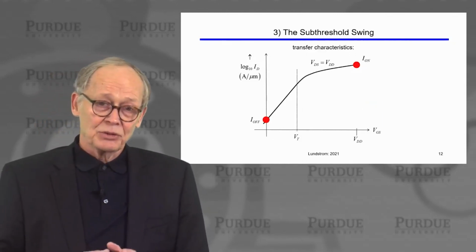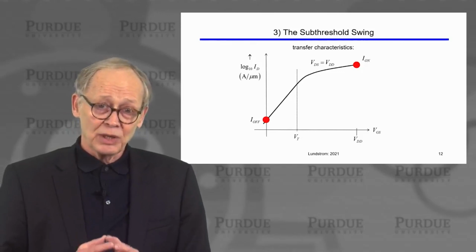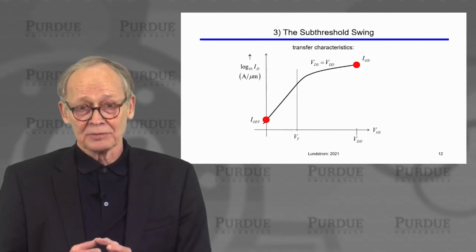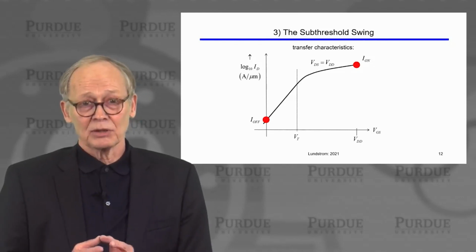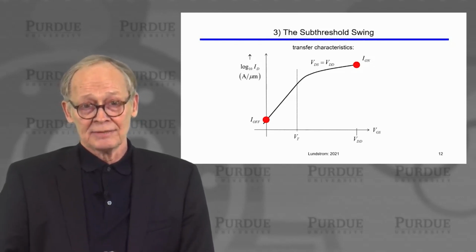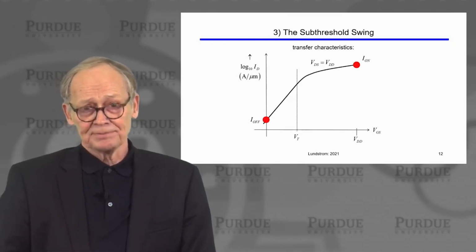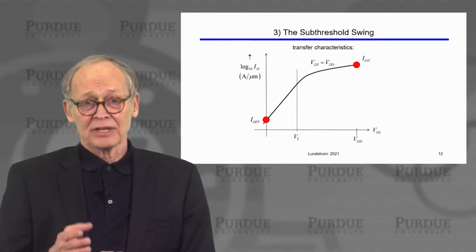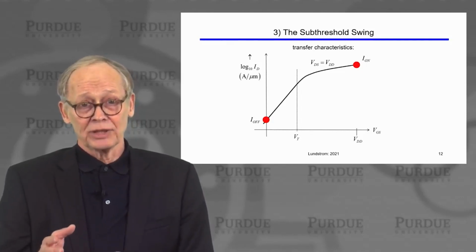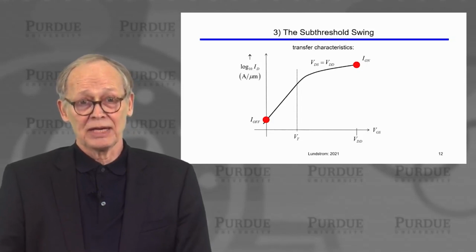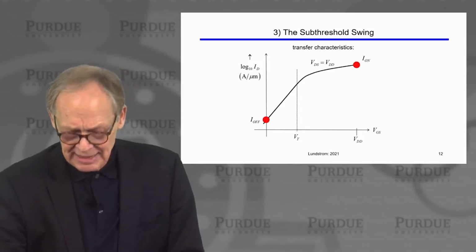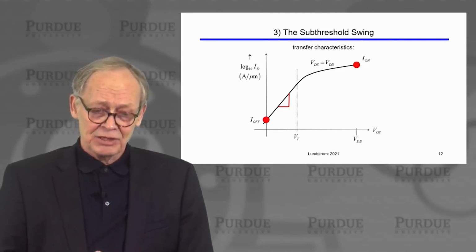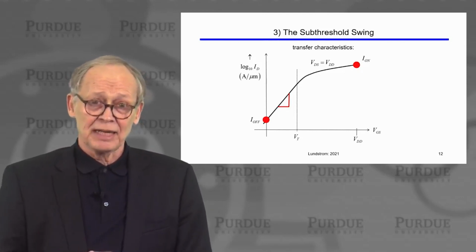Well, the subthreshold swing is an important parameter as well, because we would like this transition from off to on to occur very quickly over a small voltage range. Then we can quickly turn the device on. We can have the device on at a low power supply voltage. Since dynamic power goes as voltage squared, it's helpful to have as low a power supply voltage as possible. And that means we'd like this transition between off and on to be as steep as possible.